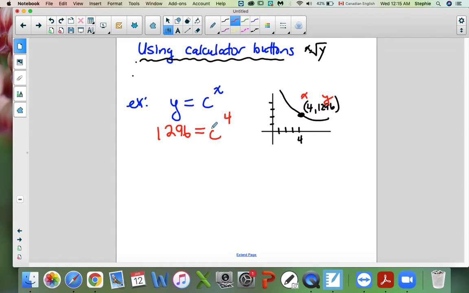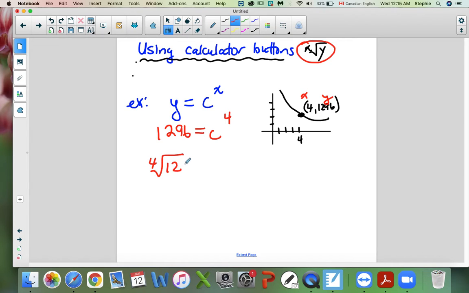So basically, you're going to need to get rid of that 4. You have to isolate the c. In order to isolate the c, you're going to use this button up here that I've circled in red. You often find it on top of the y to the x button or the exponential button, and you need to use shift or second function. Make sure you know how to use your calculator, because every calculator is different. So you're going to put the opposite of c to the 4, like this.